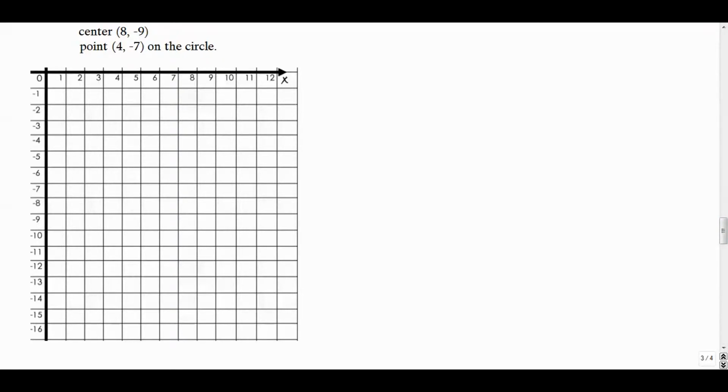So in this quick example here, let's plot a center and a point on the circle, and we'll see if we can write the equation of this circle. Center is at (8, -9), so that's going to be over here. Point on the circle is (4, -7), so that's going to be right here. So this is our center, and this is our point on the circle. First thing, of course, we want to do is figure out the radius of our circle. The radius of our circle is essentially going to be the distance between those 2 points.